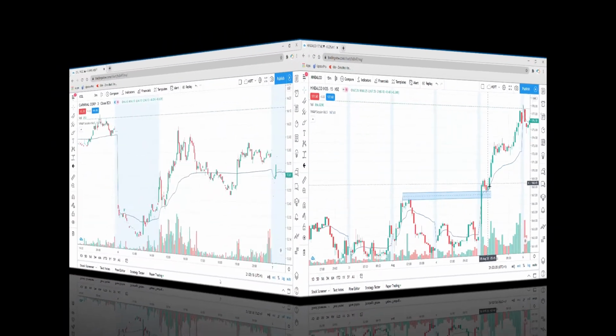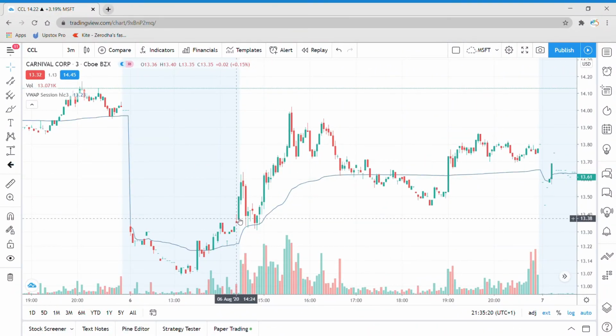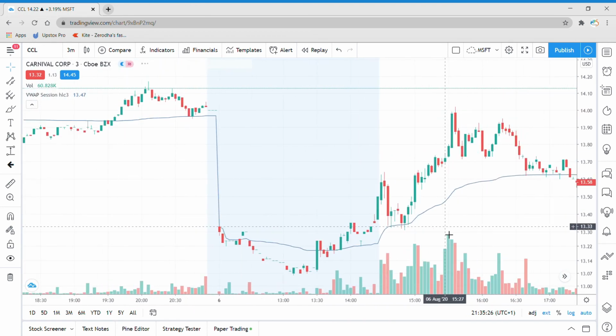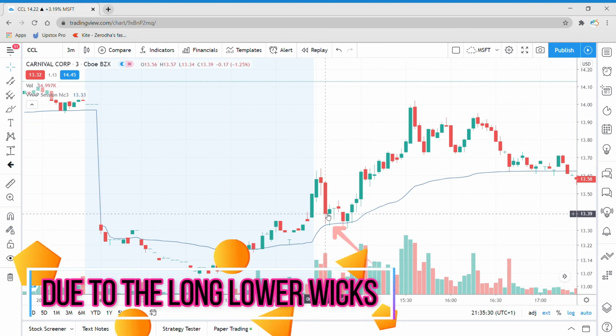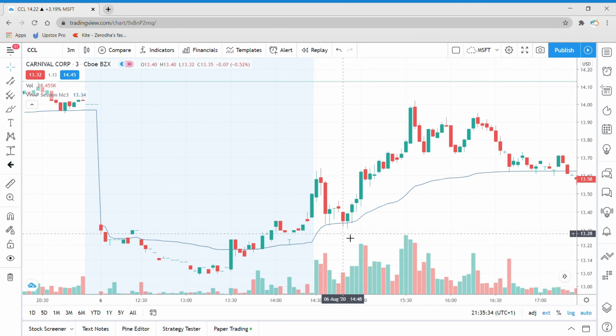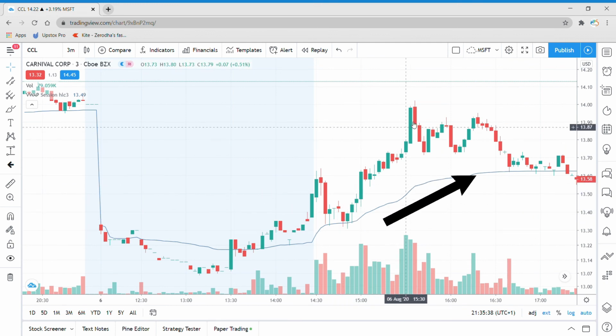This is Carnival's 3-minute chart. As you can see, the price opened above the VWAP and then retraced back to it, and it had difficulty breaking below the VWAP because of the long lower wicks. And if you were to take a trade either here or over here, your stop loss being right below here, then look at how the price increased.